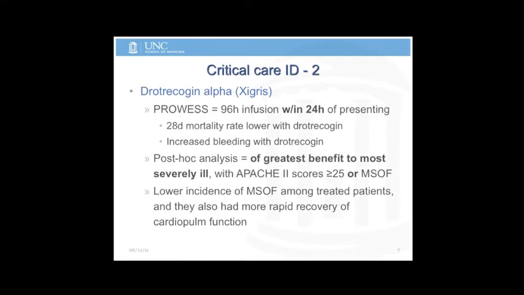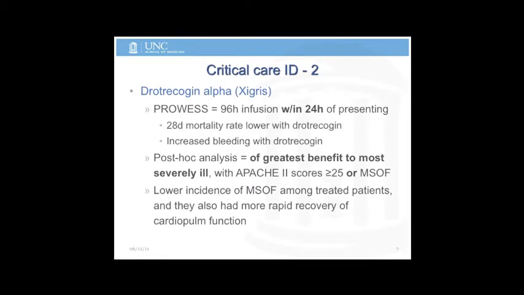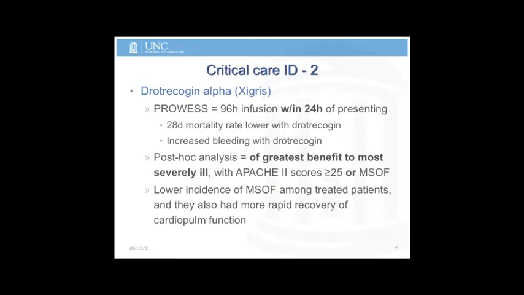Prowess was the study. You don't need to know the name, but you do need to know that it showed the greatest benefit was to the people who were the sickest. So if you had multi-system failure, or if you had a very high Apache score, those were the people that Zigris was the best benefit for.